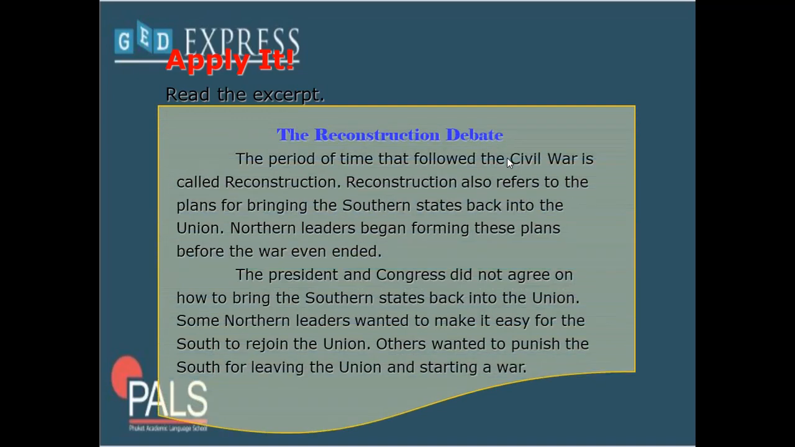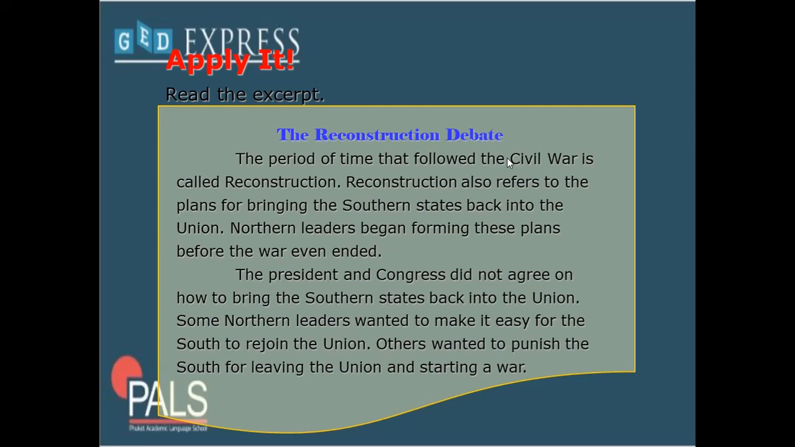I will be giving you a passage and I'll give you a few seconds to read on it. This passage is about the Reconstruction debate. So it's about an event that happened after the Civil War. So let me read it to you. The period of time that followed the Civil War is called Reconstruction. Reconstruction also refers to the plans for bringing the southern states back into the Union. So northern leaders began forming these plans before the war even ended.